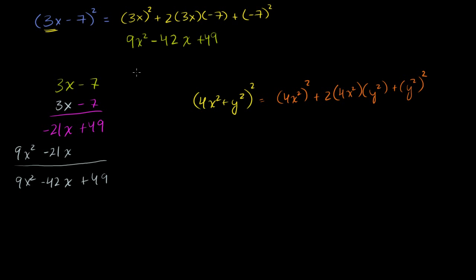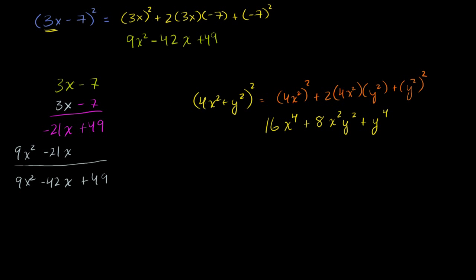And what's this going to be equal to? This is going to be equal to 16, right? 4 squared is 16. X squared squared, that's 2 times 2, so that's x to the 4th power. And then plus 2 times 4 times 1, that's 8x squared y squared. And then y squared squared is y to the 4th.